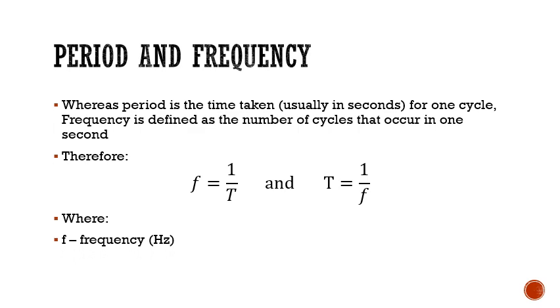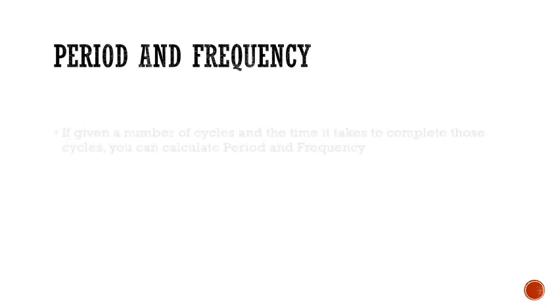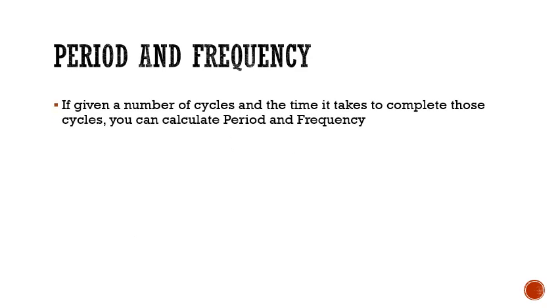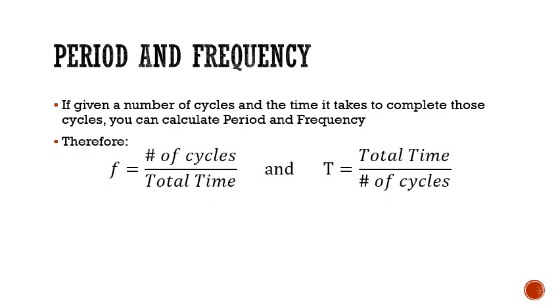So frequency, F, is frequency and is measured in hertz. Capital letter T is period and is measured in seconds. If given a number of cycles and the time it takes to complete those cycles, you can calculate period and frequency. Therefore, F is number of cycles over time, and T is total time over number of cycles, where F is frequency, measured in hertz, and T is period, measured in seconds.